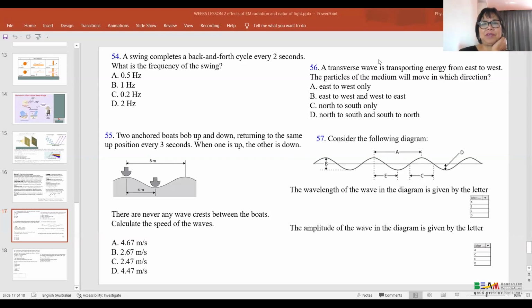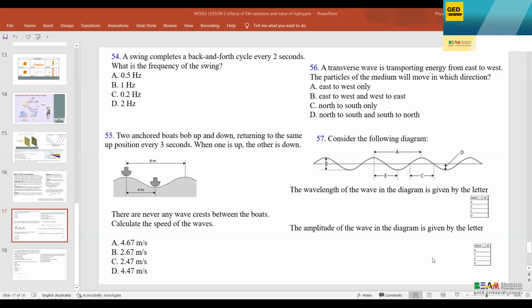Anyone finish question 54? Yes, Zainab, what's your answer? Just 0.5 hertz. A, B, C, D? A. Anyone got different answers? No, that's the correct answer. What formula was it? F equals 1 over T. Very good.